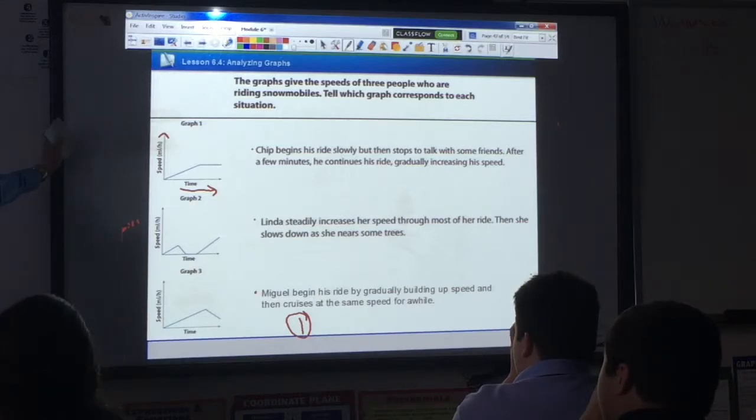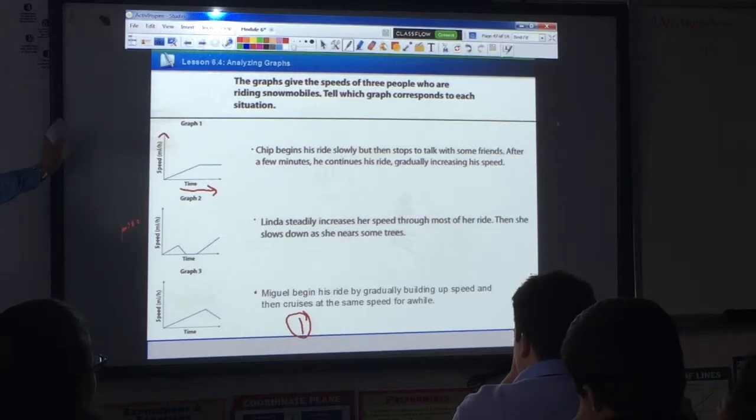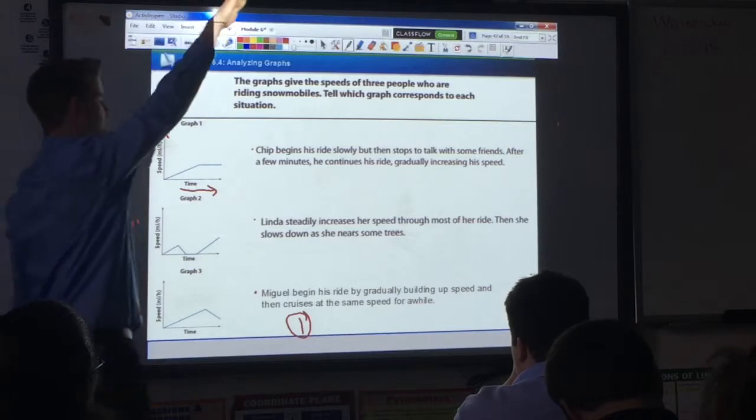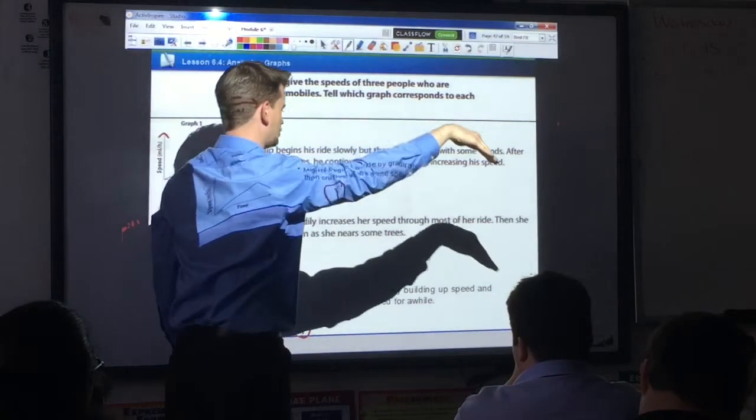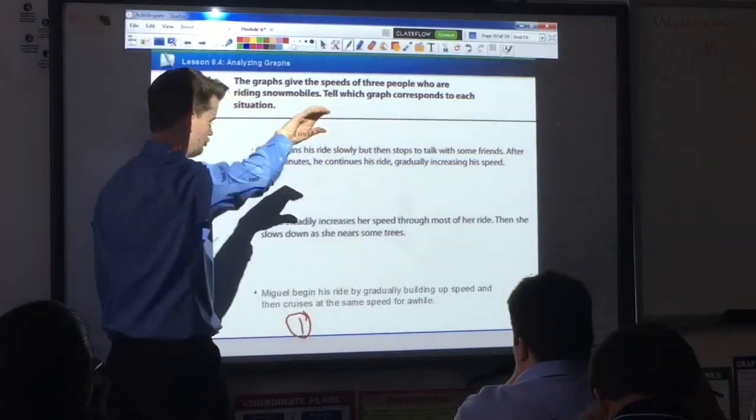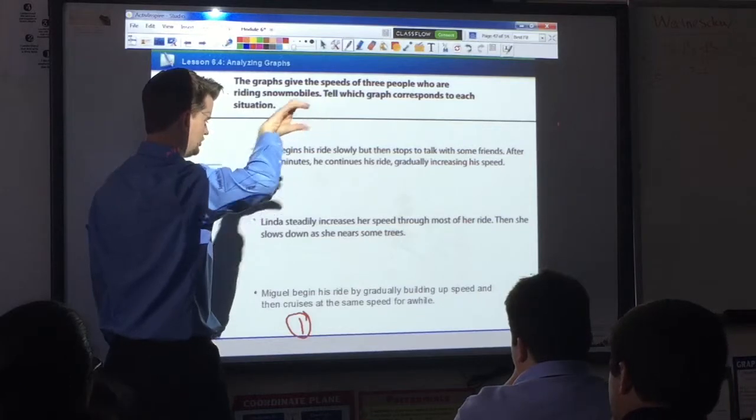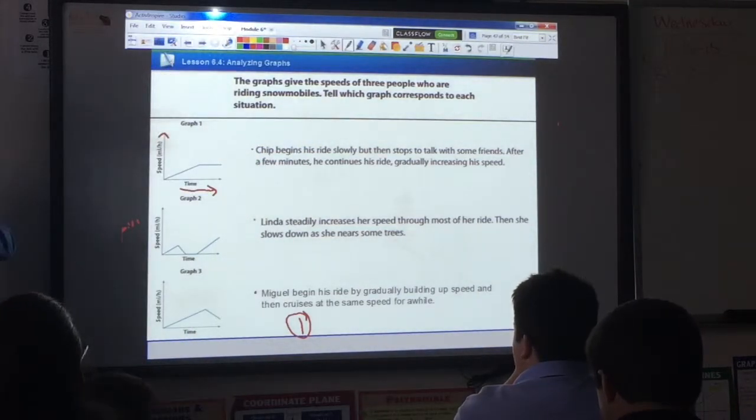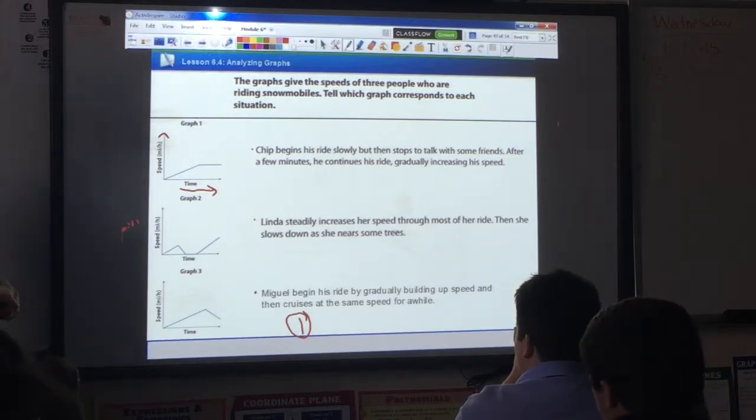All right, what did Linda do? She increases her speed through most of her ride, and then she slows down as she nears some trees. Okay, so Linda steadily increases her speed through most of her ride, then she slows down as she nears some trees. What graph do you think represents that? Graph 3.